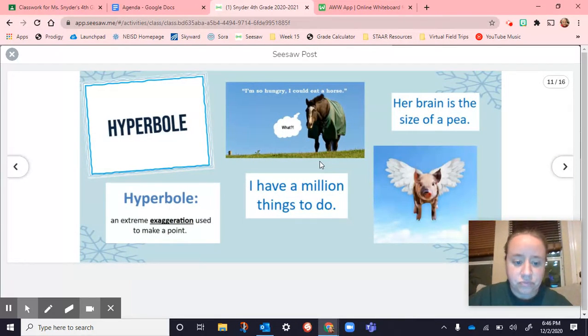Hyperbole, these are fun because these are extreme exaggerations. All right, so here's a couple examples. I'm so hungry I could eat a horse. This is just talking about how you're really, really hungry, you're starving. You're not actually going to eat a horse. Please don't eat a horse. You're just exaggerating that you're super, super hungry. I have a million things to do. Her brain is the size of a pea, or when pigs fly. So these are just those extreme exaggerations to get your point across.